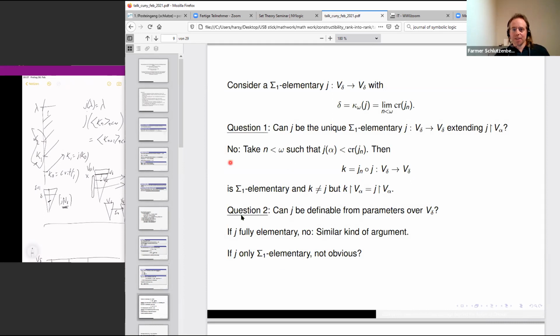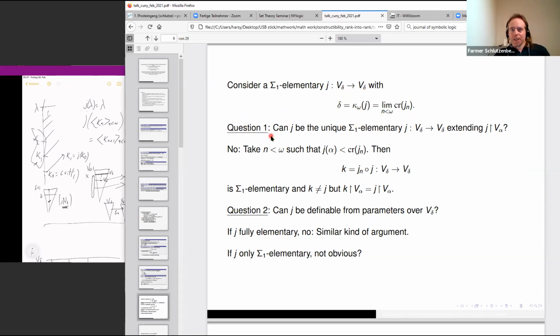Okay, so just for a bit of motivation, I'm going to look at a simple example of some of the questions. If we have a Σ1 elementary j: V_δ to V_δ, which is like an I3 embedding under ZFC, then the critical sequence is just δ itself, right? The κ_ω, being the supremum of the critical sequence, is just δ. So that's the same as the limit of these critical points of the iterates.